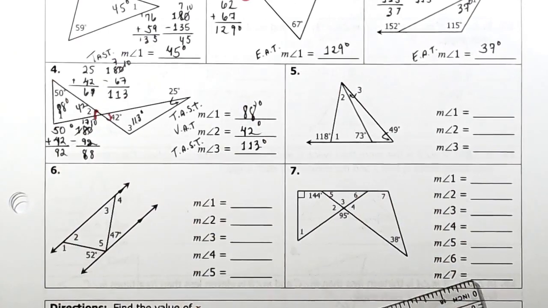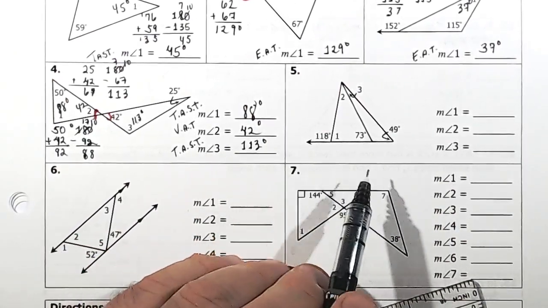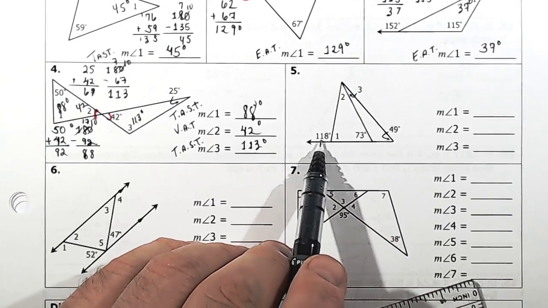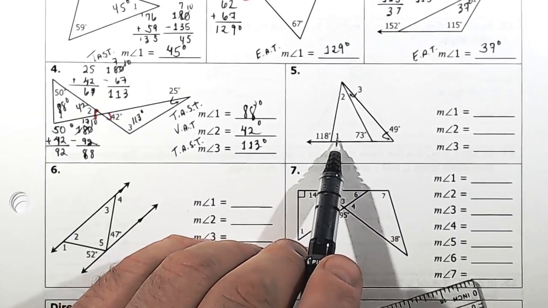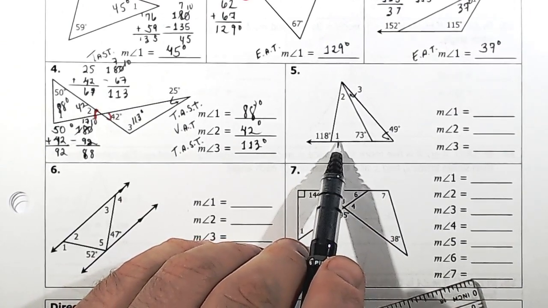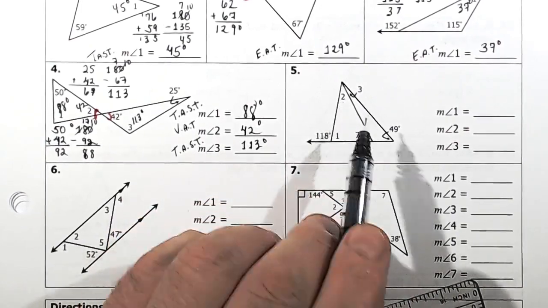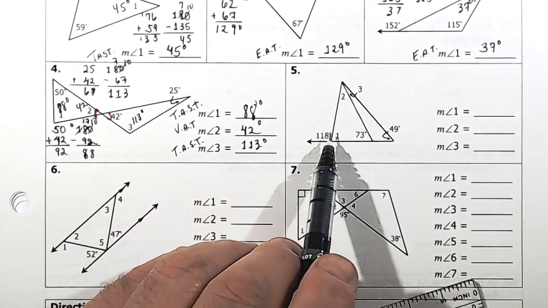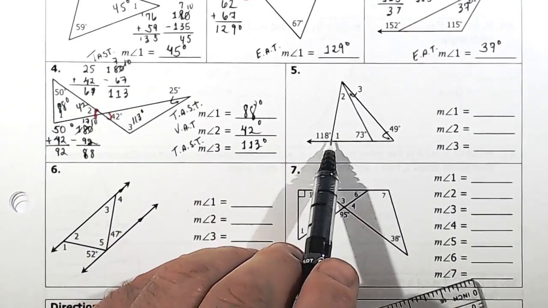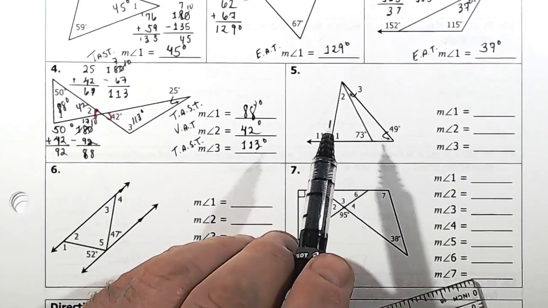In number 5, we have a combination of different triangles here. We can apply the exterior angle theorem to find angle 1. Now we can't apply that just yet because I noticed we're not given angle 2. But what we can do is apply the supplementary angles theorem here.